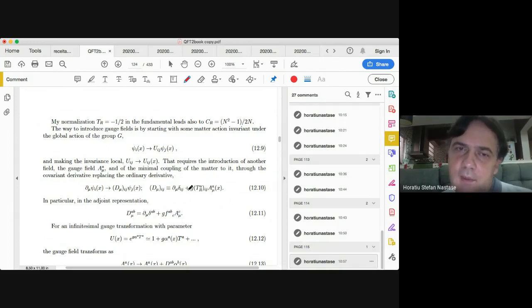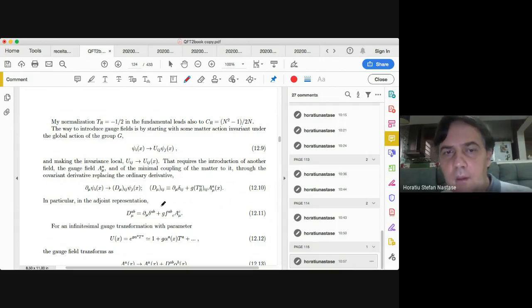Times a coupling, and also in order to match indices, I have to multiply A_mu by the Lie algebra generator T^A, in this representation R, that is with indices ij. In particular, in the adjoint representation, that means D_mu with indices AB will be del_mu delta^AB plus g f^ABC A_mu^C.